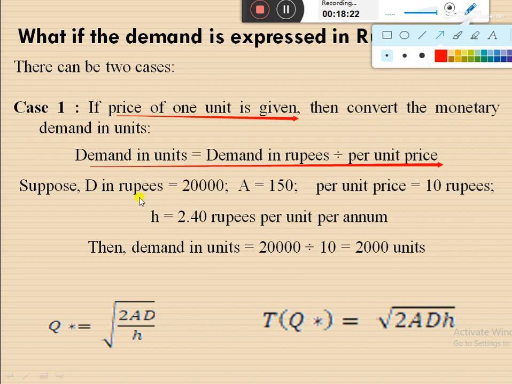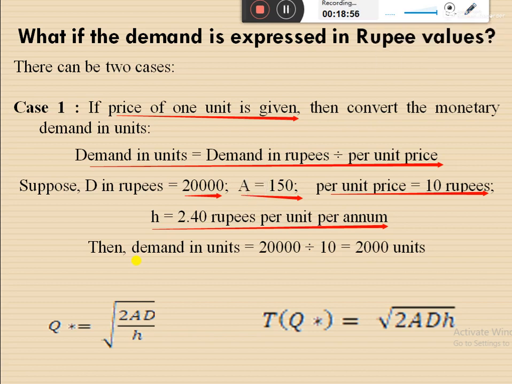Suppose demand in rupees is given, that is equal to 20,000 rupees. Ordering cost per order, that is A, is equal to 150 rupees. Per unit price is given in this case, that is equal to 10 rupees per unit, and holding cost is given as 2.4 rupees per unit per annum. In this case, we can convert the monetary demand into units by simply using this expression.